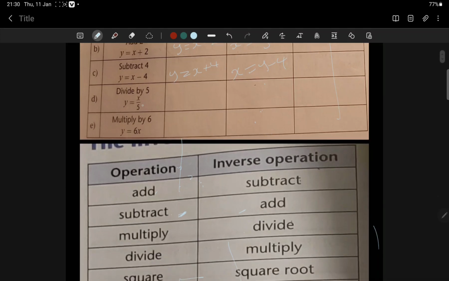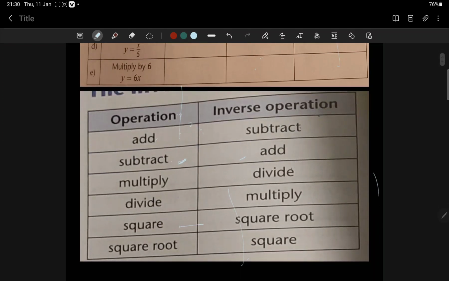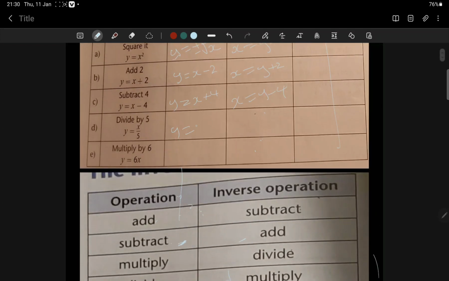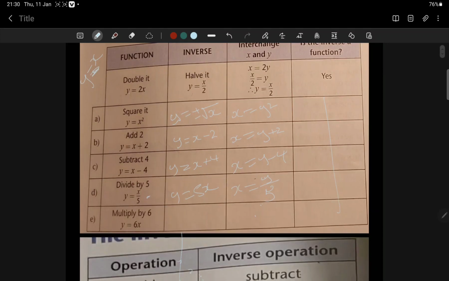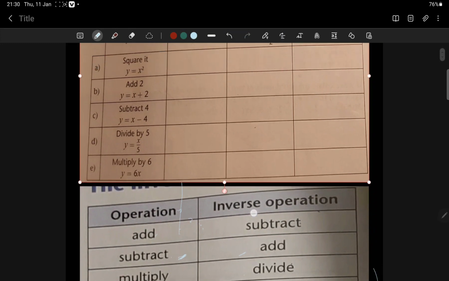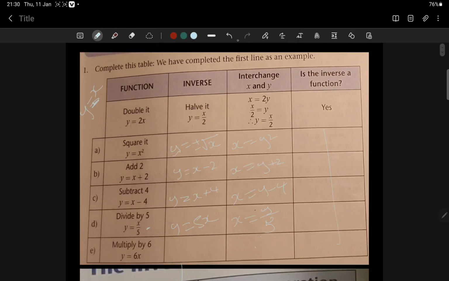Then division, y equals x over 5. You're dividing by 5. Then the inverse operation of division, where is it? Division, the inverse is multiplication. So this is y equals 5x. And then interchange x and y. Where there's y, you put x, and where there's x, you put y. And over 5, remember, from the function. From the function.